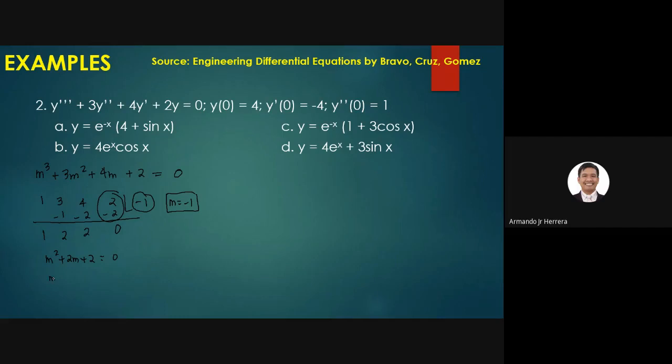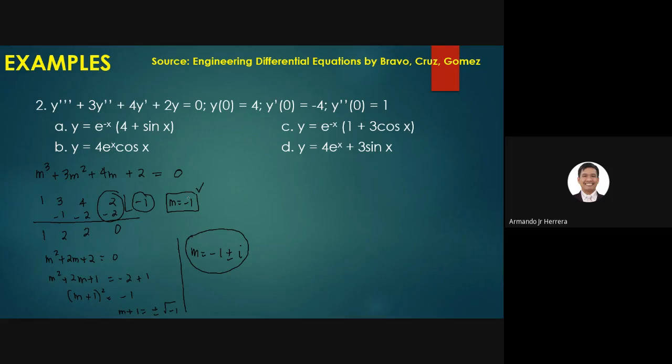So pwede na tayong gumamit ng completing the square: negative 2 divided by 2, then raise to the second, magiging plus 1. Magkakaroon tayo ng plus 1. So m plus 1 raised to the second power is equal to negative 1. Then m plus 1 is equal to plus minus square root of negative 1. Therefore, m there is equal to negative 1 plus minus i because square root of negative 1 is i. So meron akong root na distinct na real at meron ako ritong complex conjugate na roots.